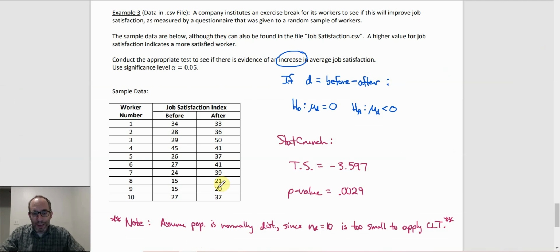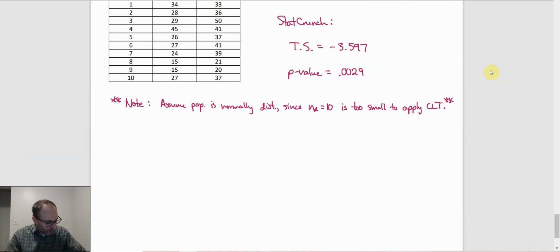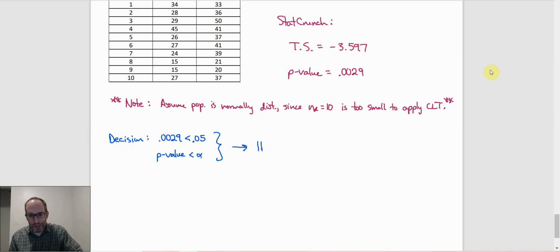But let's see, going back here, we just had to do the decision and the conclusion, I think. So for the decision, 0.0029 is less than 0.05. So the p-value is less than alpha, right? And when the p-value is less than alpha, that's when we reject the null. So the null should be rejected.